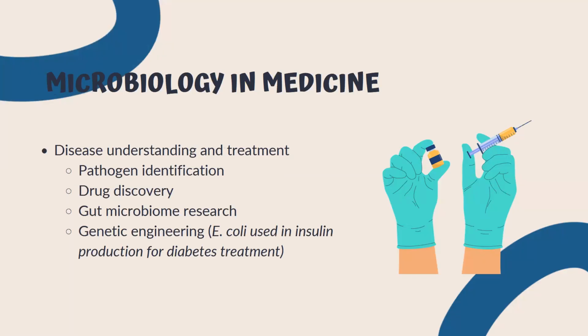All right. Microbiologists also aid medicine by understanding and treating diseases. So we have pathogen identification. Through microbial analysis, we identify pathogens causing diseases. So DNA sequencing reveals microbial genetic makeup for precise diagnosis. This was done with COVID. That's how we got to identify it as SARS-CoV-2.